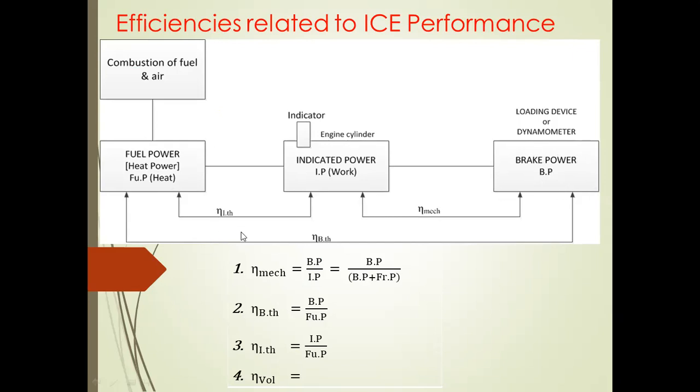For example, we can find the mechanical efficiency, which is brake power divided by indicated power, where indicated power is frictional power plus brake power. Next, brake thermal efficiency is brake power divided by fuel power. After that, the indicated thermal efficiency is indicated power divided by fuel power.